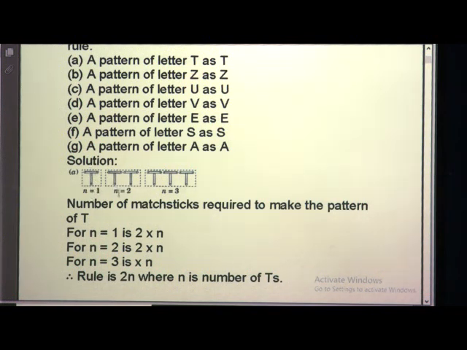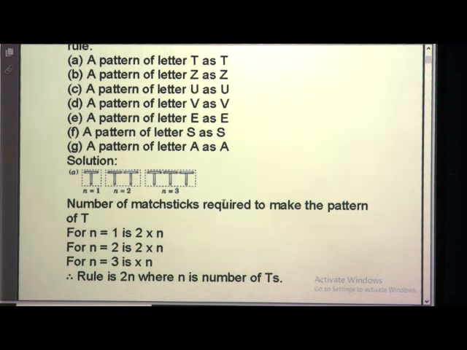2. Now, in the same way, to form 2 T's, 2 should be multiplied by 2, because the number of T's to be made is 2 and the number of matchsticks required is 2. So, 2 2s are 4. Okay. We will see for 3, how many T's are to be formed? 3 T's. So, the number of T's to be formed is 3 and the number of matchsticks required is 2. So, 3 2s are 6.